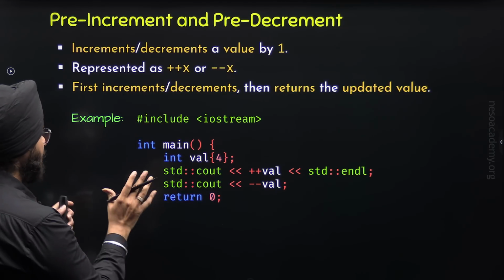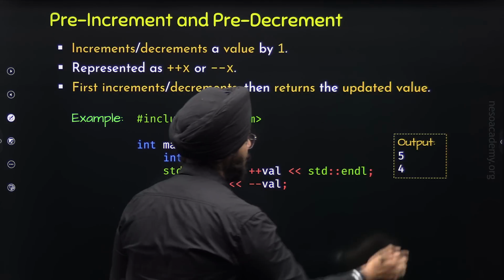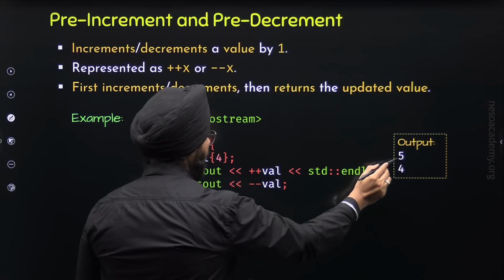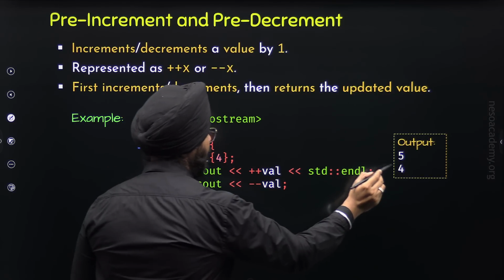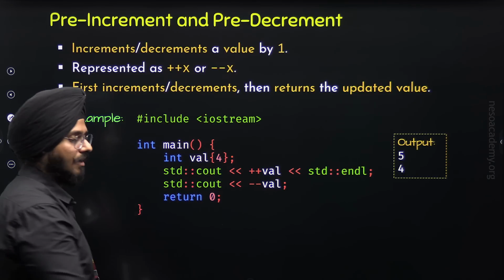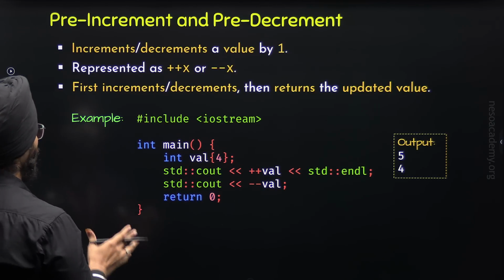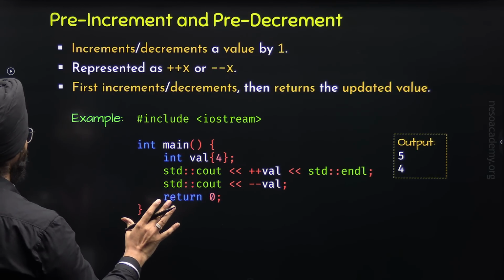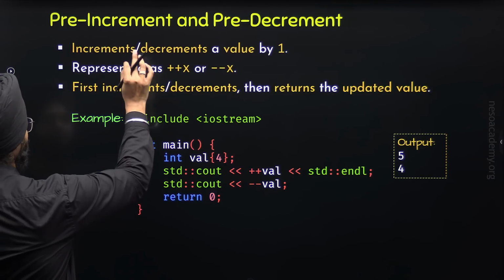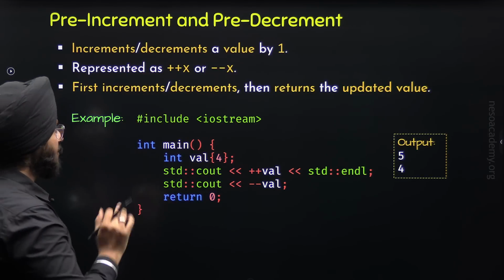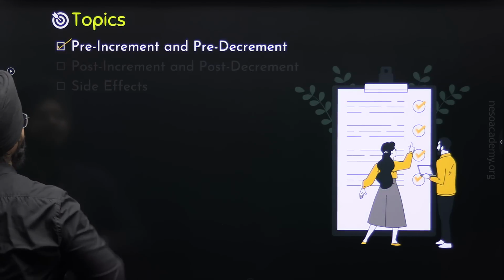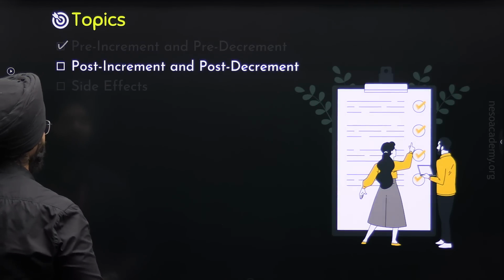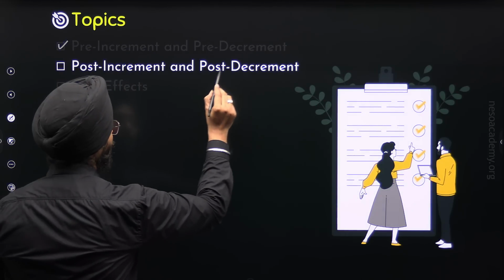So now we know when we execute this program, we will get this output, 5 and 4. I hope this is clear to you. We are getting 5 because of ++val, and we are getting 4 because of --val. So with this, we have learned the concept of pre-increment and pre-decrement. I hope this is completely clear to you, and I hope I have made these points clear to you. So with this, we are done with the first topic, that is pre-increment and pre-decrement. Let's move to the second topic, where we will understand the concept of post-increment and post-decrement.